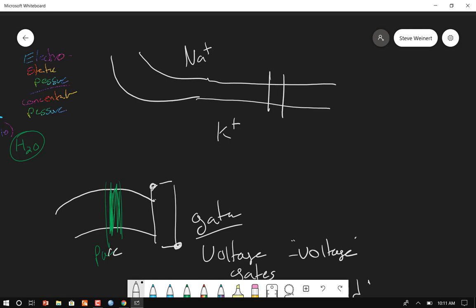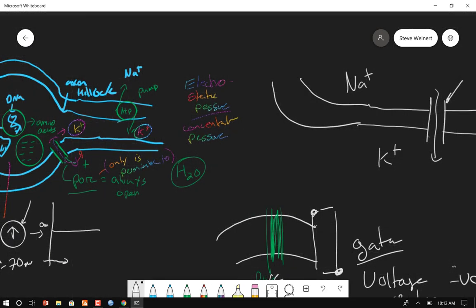There it goes. If I open this gate up, which way is sodium going to flow? In? That's right. But why does sodium want to come in? Because it's negatively charged inside, it's positively charged on the outside. Also, what have we been doing this entire time with the pump? You've been pumping it out. I've been pushing it out.